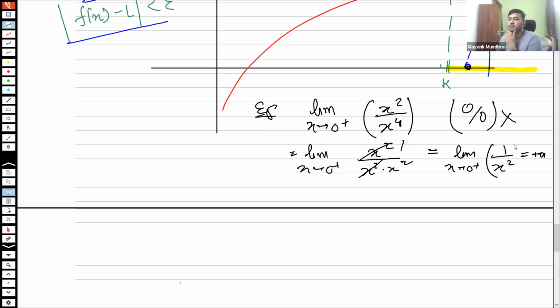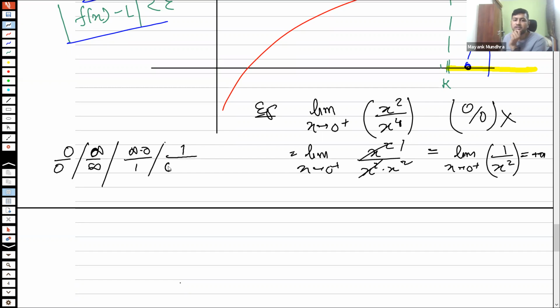Right? Because this is no longer any of the taboo formats. The taboo formats are going to be 0 by 0, infinity by infinity, then you have infinity into 0, 1 by 0 into infinity. So these are going to be some of the taboo formats.